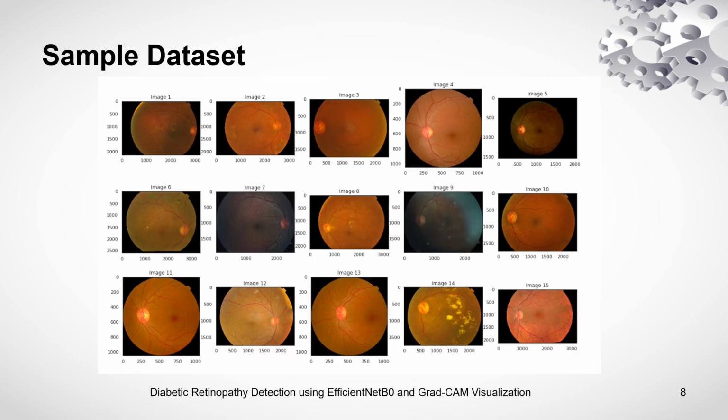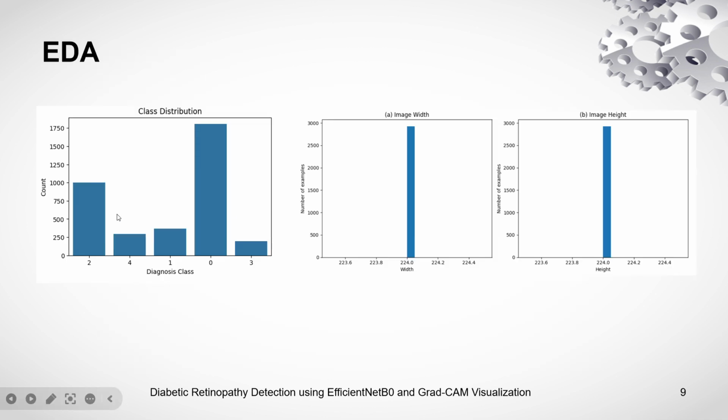So this is my sample data set. I'm doing EDA, trying to visualize my class distribution, followed by balancing it by the class weight method, as I said before. I'm also trying to view my image width and height after pre-processing. So it is 244 by 244.